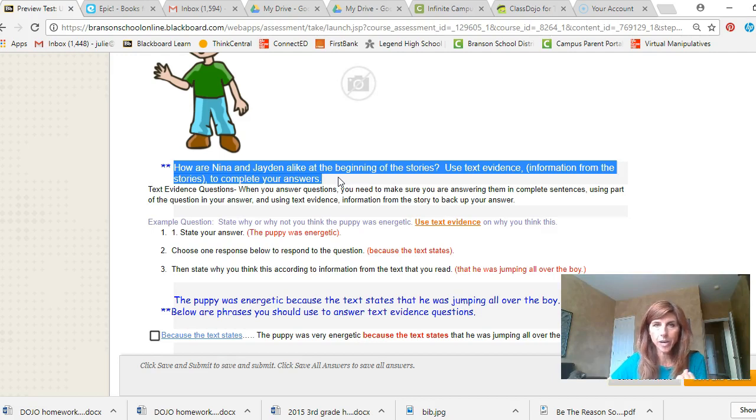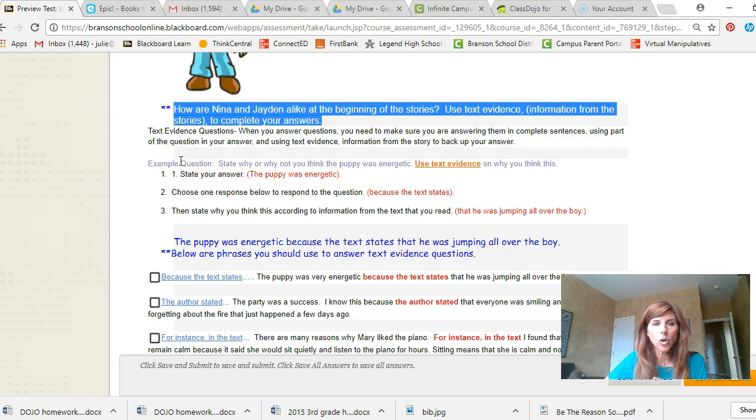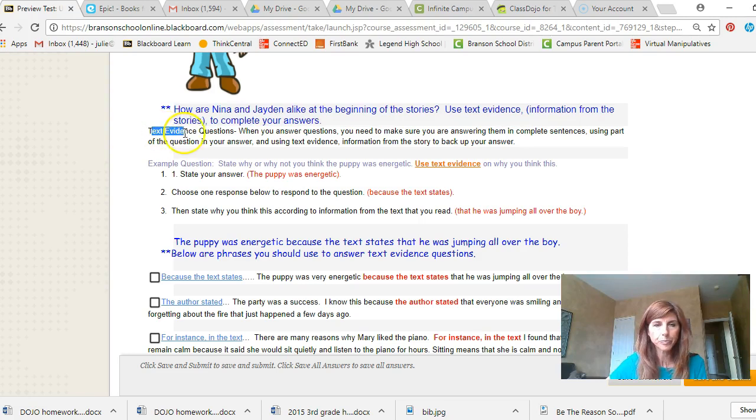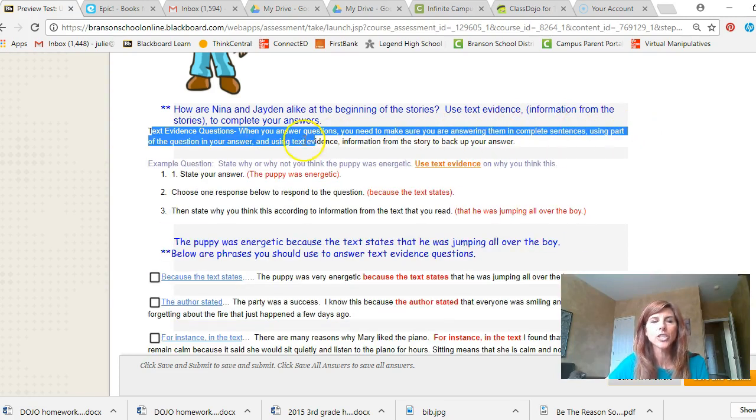Now, they don't have to be paragraphs. You just have to give a complete answer. It might be several sentences, depending on whether there is more than one piece of text evidence you need to state. So we're going to go over the outline that I have for you. It makes it really simple. When you answer questions, make sure you answer in complete sentences, using part of the question in your answer, which we worked a lot on last year, and using text evidence information from the story to back up your answer.